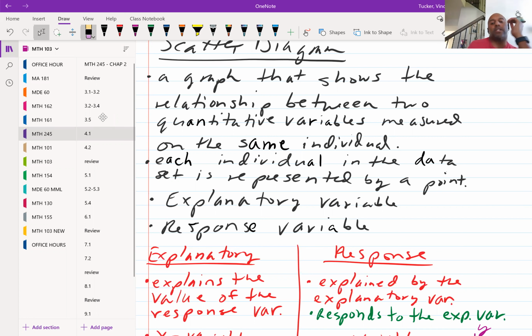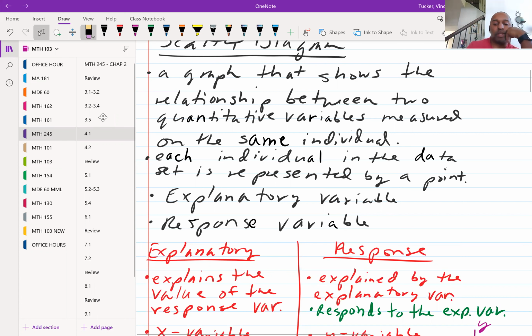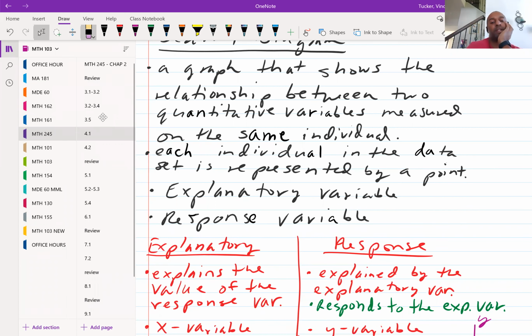All right, so let's look at the difference between the two. Your explanatory variable, it's pretty much in the wording. It explains the value of the response variable, and the response variable is explained by the explanatory variable. In other words, it responds to the explanatory variable. And you'll see an example of what that means in a second.